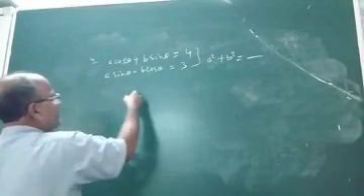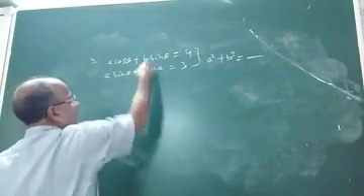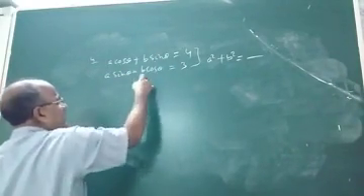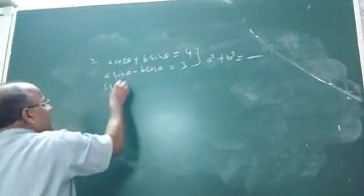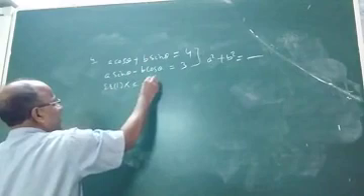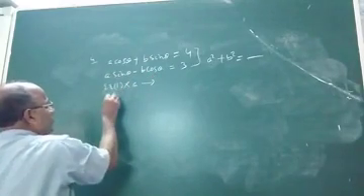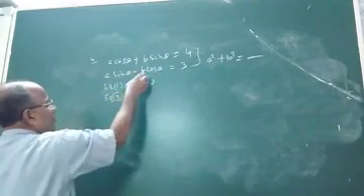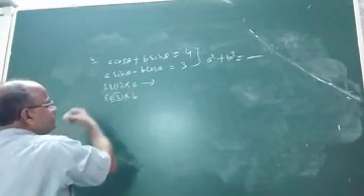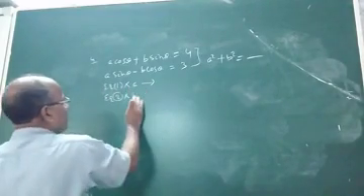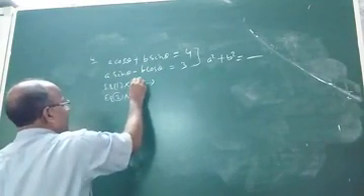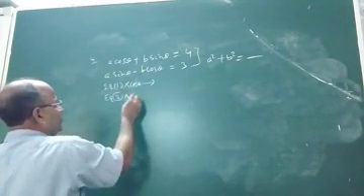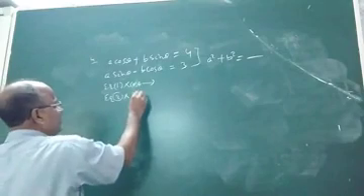See, what is the elimination method? Suppose we want to eliminate b first. Look here, b sin theta, here b cos theta, plus and minus. So what we will do? Multiply equation 1 by cos theta and multiply equation 2 by sin theta.